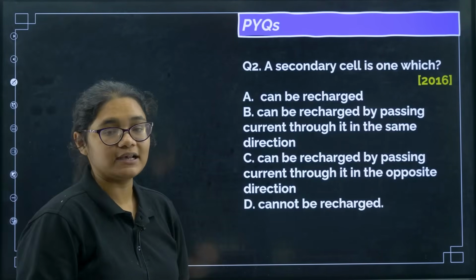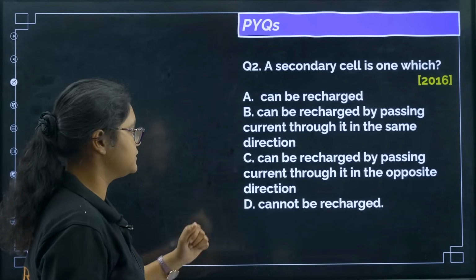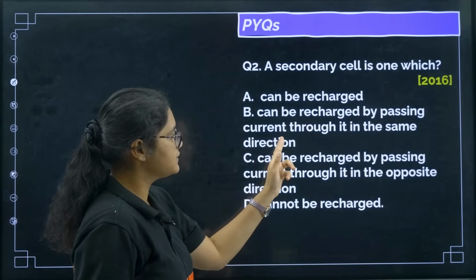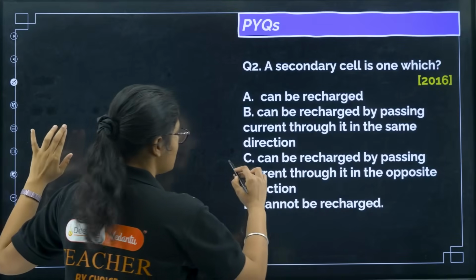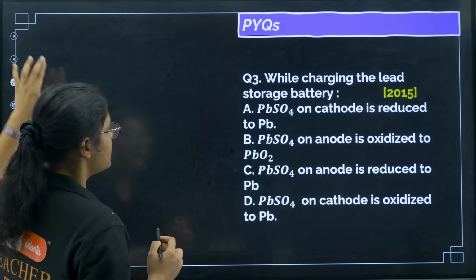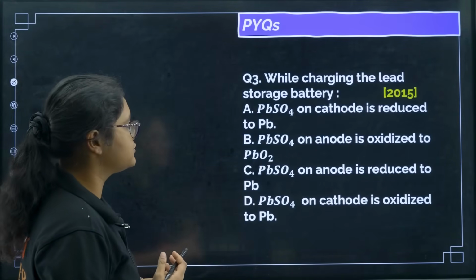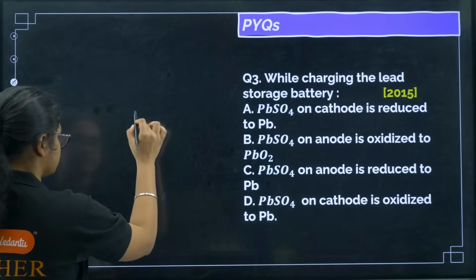A secondary cell is one which, very simple question, can be recharged by passing the current in the opposite direction, not in the same direction, in the opposite direction. Next, while charging the lead storage battery, this question I want to discuss in detail.